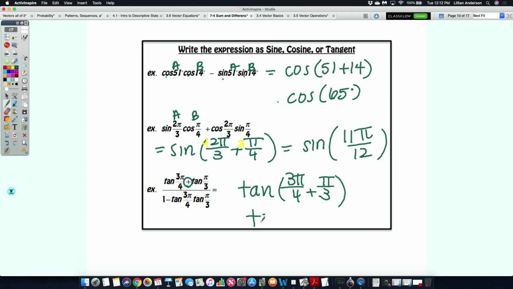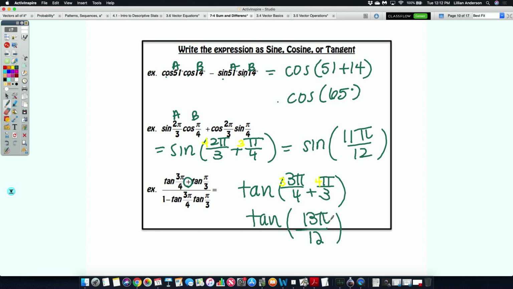Again, in order to simplify this, I need a common denominator, which is going to be 12. What over 12? 10 pi over 12? I multiply this one by 3, this one by 4. 3 times 3 is 9, plus 4 is 13. 13 pi over 12.